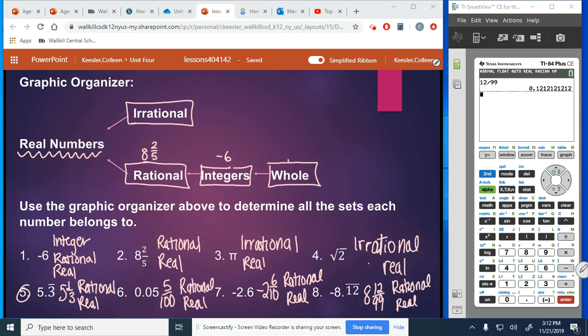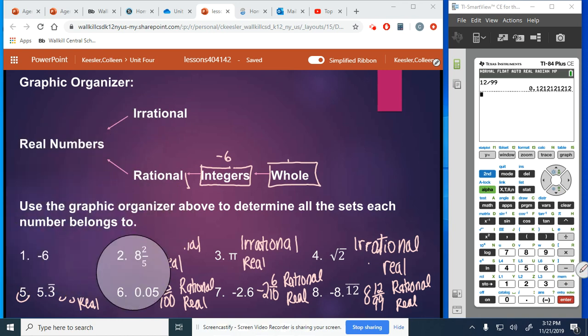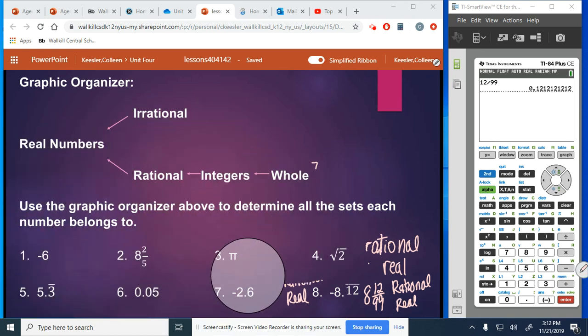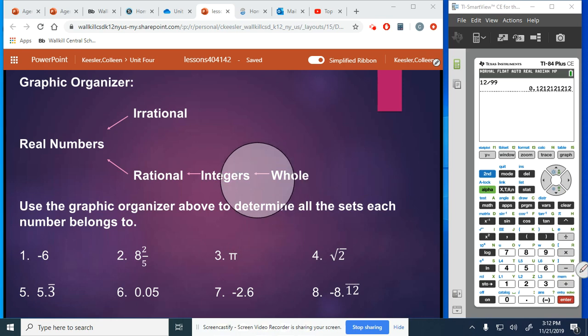Okay, so using this idea, you are going to try some examples on your own. Check in with me so I can make sure you've got it before moving on to the next part of the lesson.